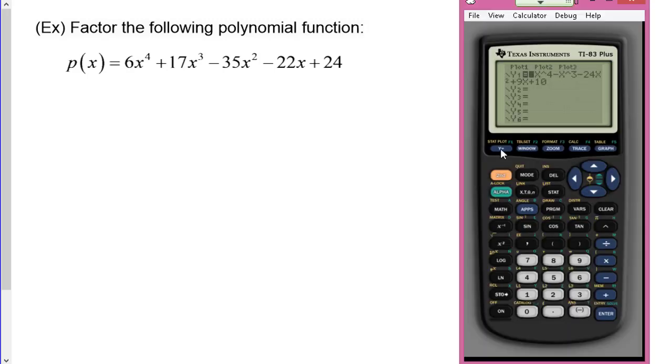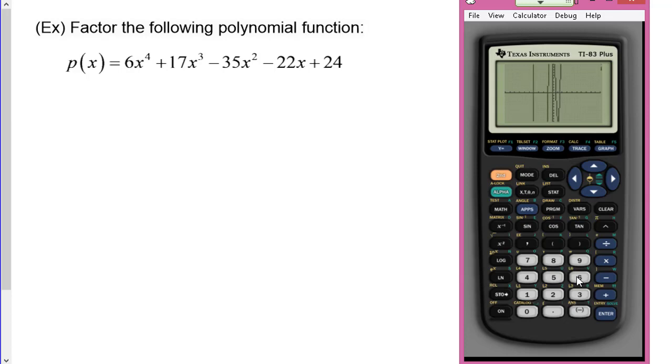Okay, so we're going to graph the function that we have here. So I'll just type it in, 6x to the 4th plus 17x cubed minus 35x squared minus 22x plus 24. All right, double check it here. It looks good. And I'm going to graph it, but just in case my zoom is changed, I'm going to hit zoom 6 just to bring me into the standard viewing window.